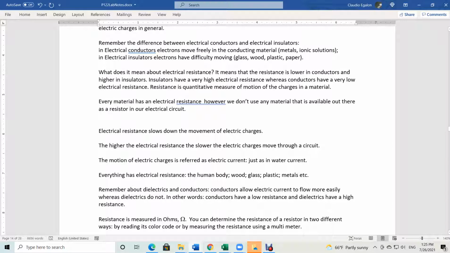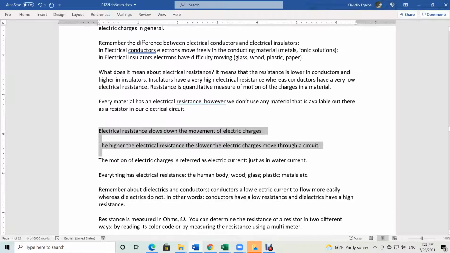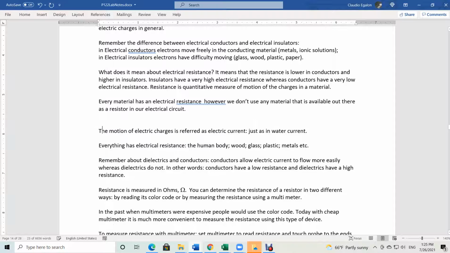Okay, I'm just repeating what I have here. Slow down the motion, the high electrical resistance, the lower. Let's take it out. Motion of electric charges referred as electric current. That's what it's all about.